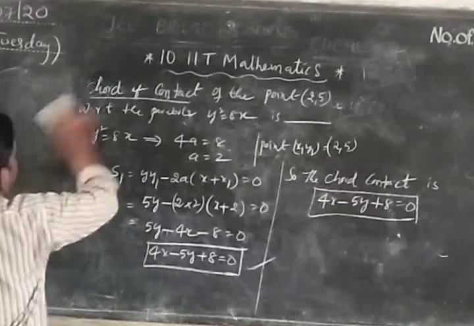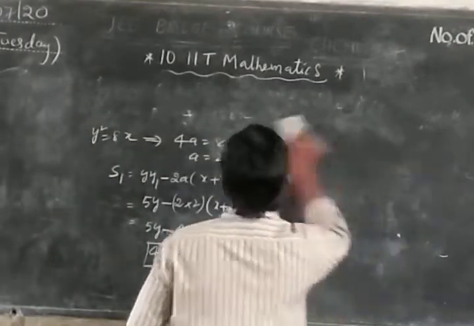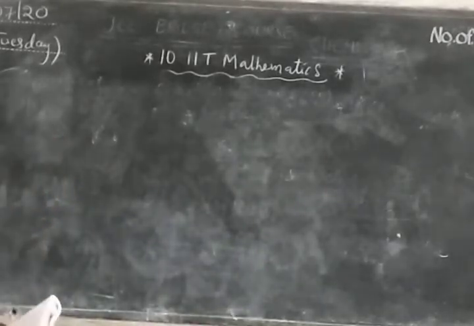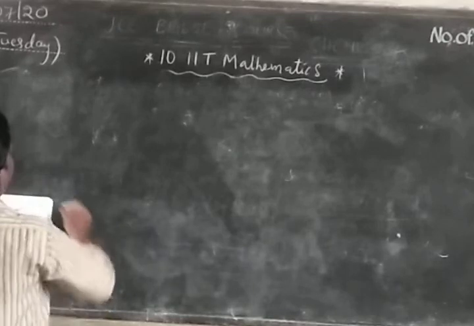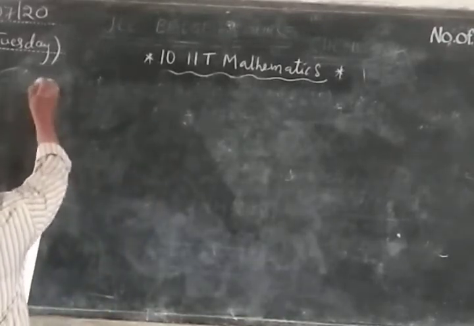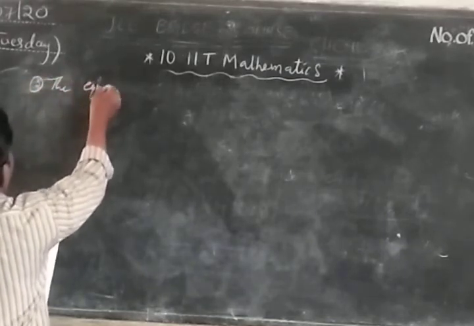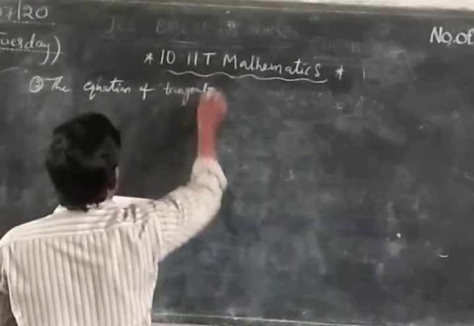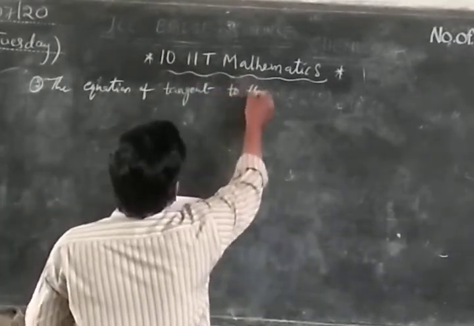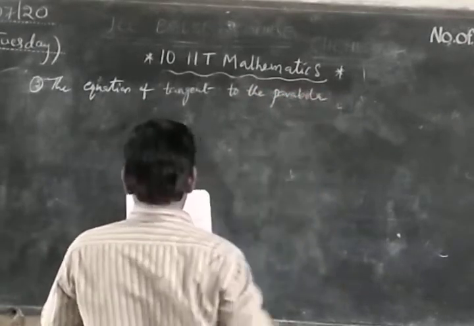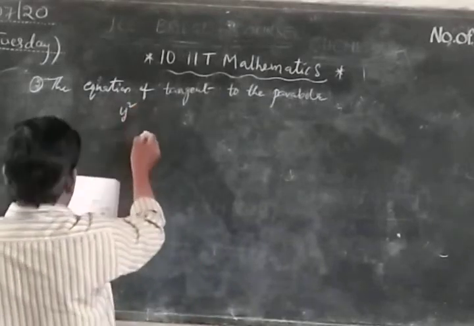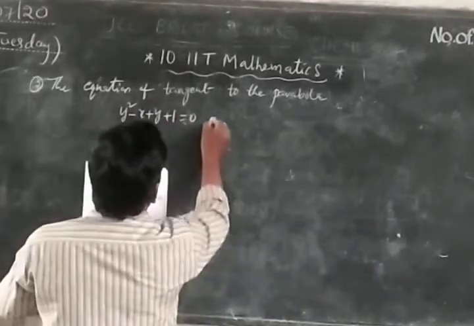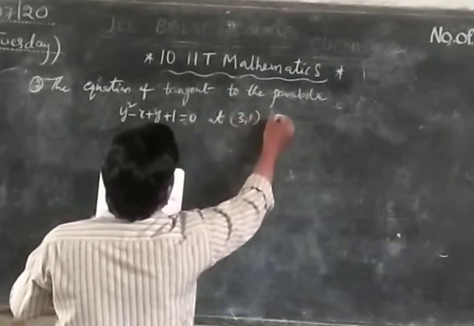Next one. The equation of tangent. Third one, the equation of tangent to the parabola y square minus x plus y plus 1 equal to 0 at 3 comma 1 is dash.